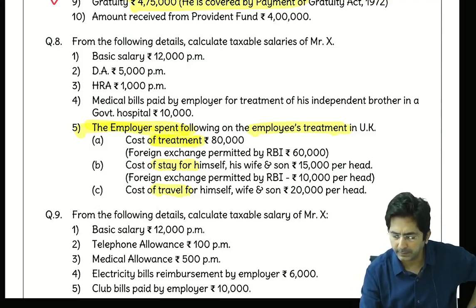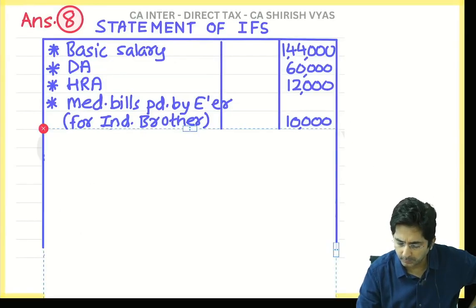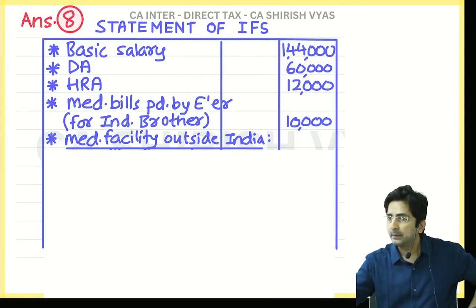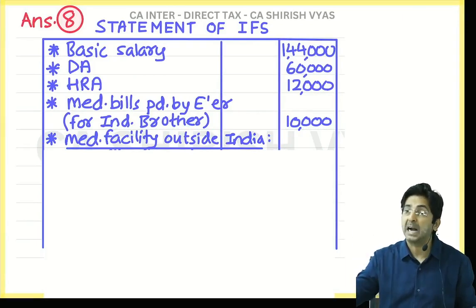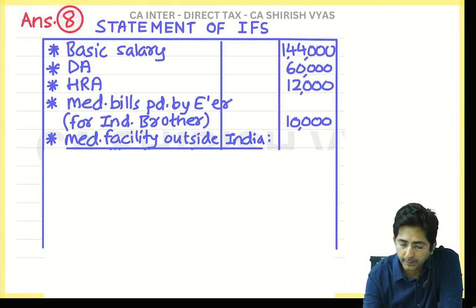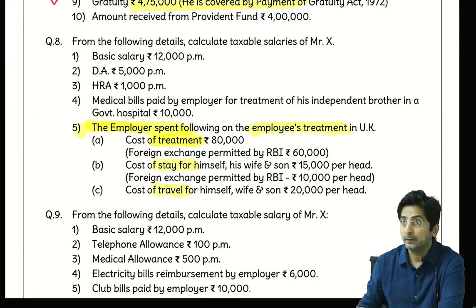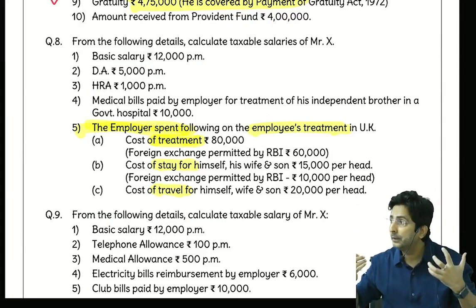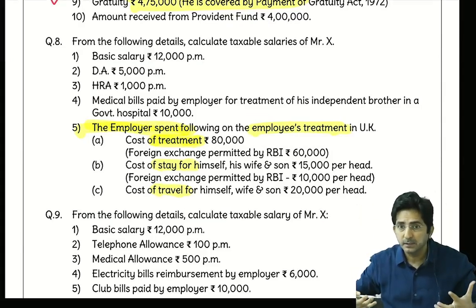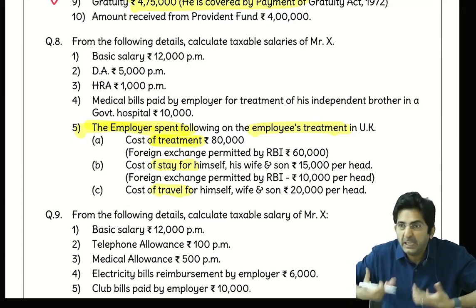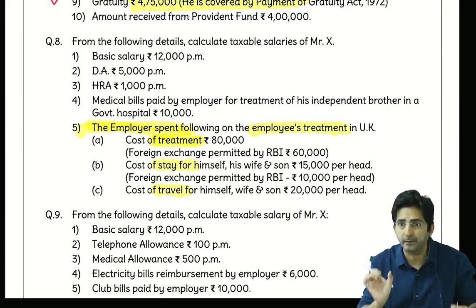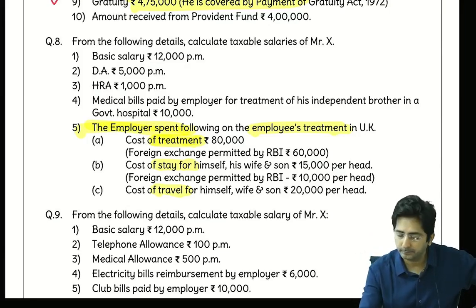How will you present? Wait, see, I have shown a presentation over here. First show like this: medical facility outside India, then underline it. Below that I will show in three parts. First, what you will write, but I would prefer to write the word benefit because we are preparing a statement of income. So we are listing the incomes, so the language should give you the feeling of income. That feeling you get when you write the word benefit. So write benefit of treatment.